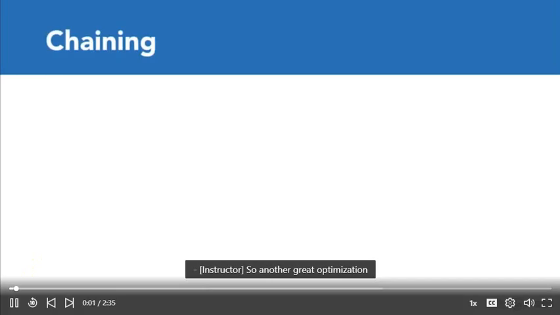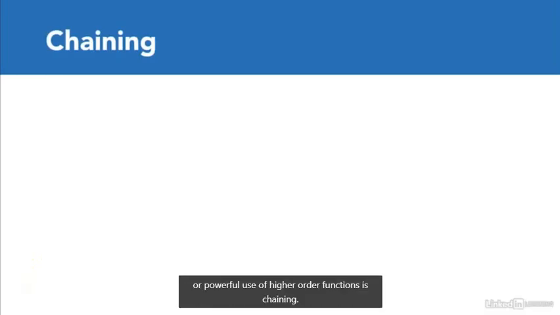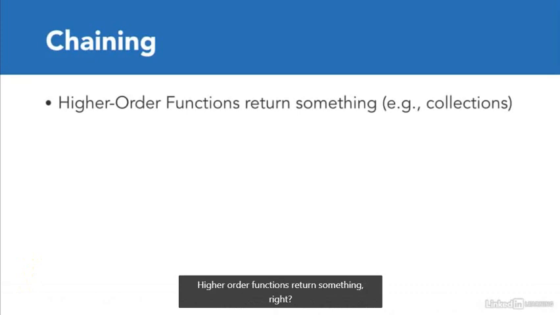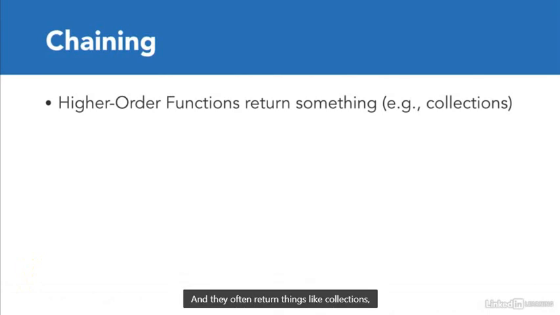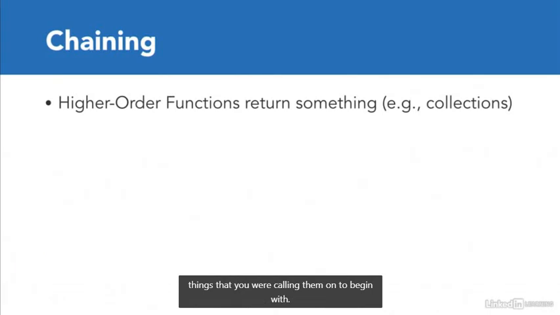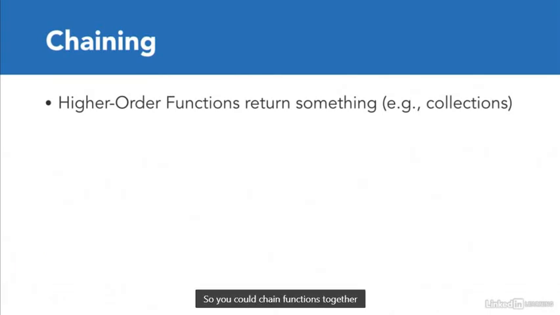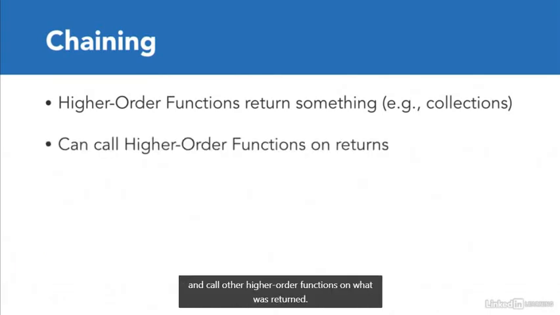So another great optimization or powerful use of higher order functions is chaining. Higher order functions return something, right? Most of them do. Obviously, sort doesn't, but many of them do. And they often return things like collections, things that you were calling them on to begin with. So you could chain functions together and call other higher order functions on what was returned. So let's look at doing that.